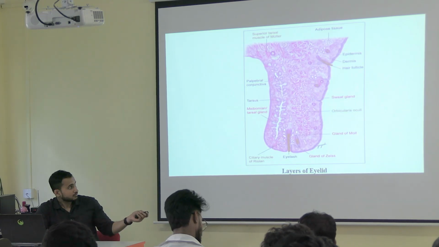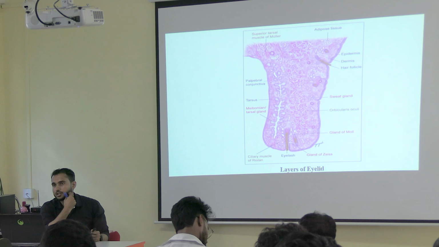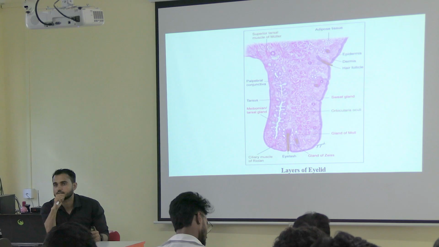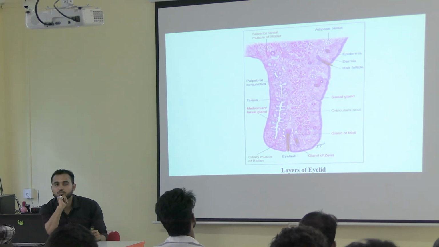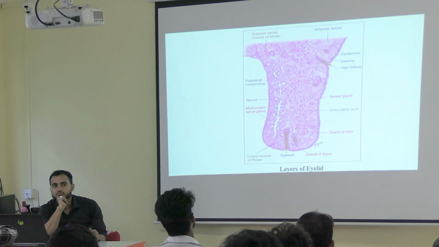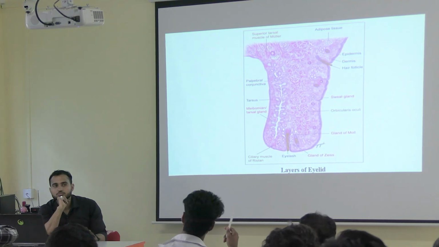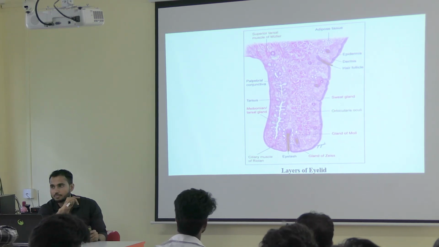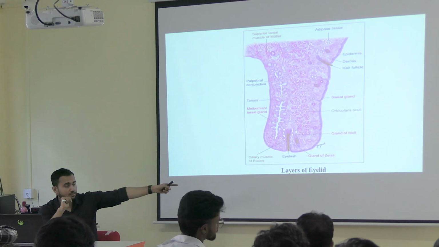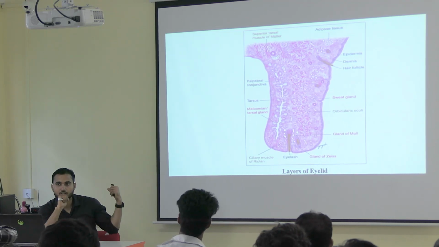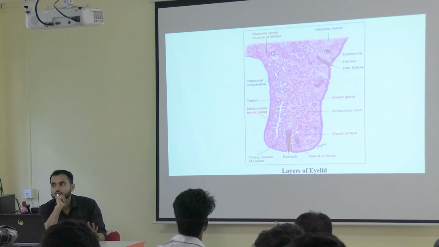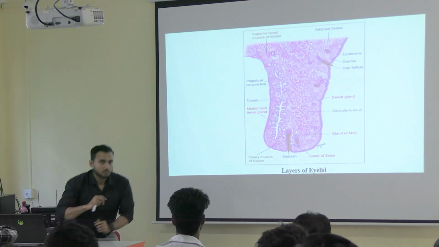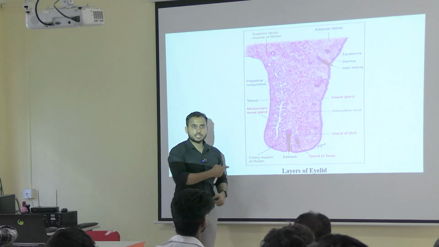Now this is the histology diagram of the eyelid. Can anyone tell me which is the innermost layer and which is the outermost layer? Look properly. Which is the innermost layer and which is the outermost layer? Tell me here. Yes, and this is the innermost layer. I know students still have confusion. Which side is innermost and which side is outermost over here?